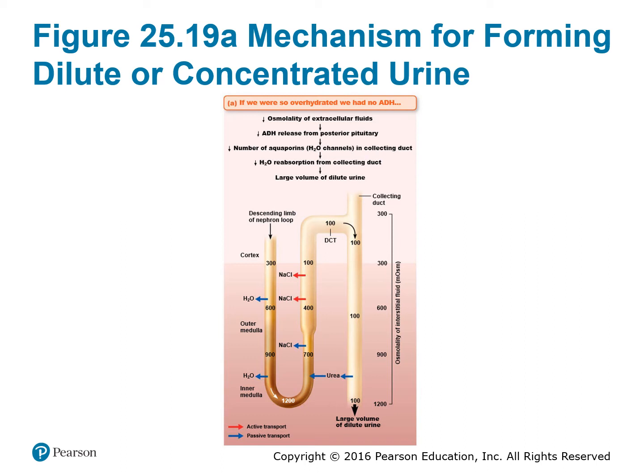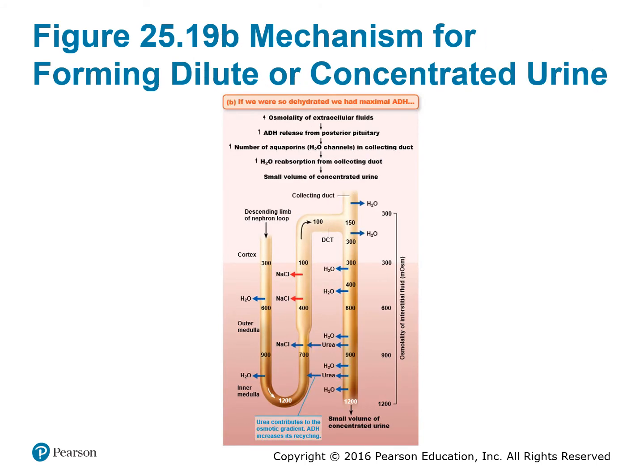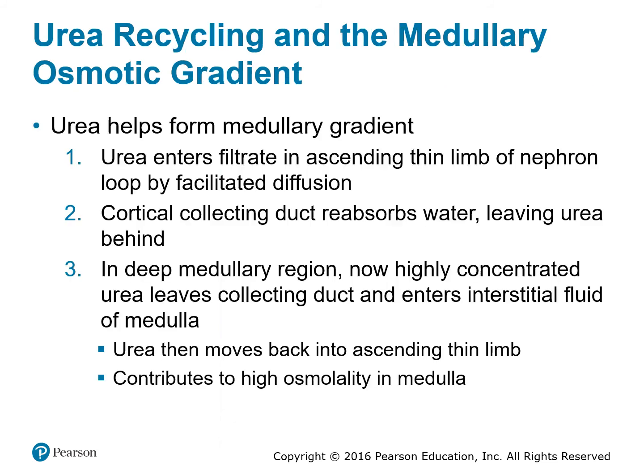Again, active transport is in red. Blue is passive transport. We see the descending limb of the nephron loop, and out here is the cortex, and here is the medulla, outer medullary and inner medullary. Then coming up and around. If we were so dehydrated we had maximal ADH, we would see the opposite occur. Increase, increase, increase, and then a small volume of concentrated urine because we are dehydrated.